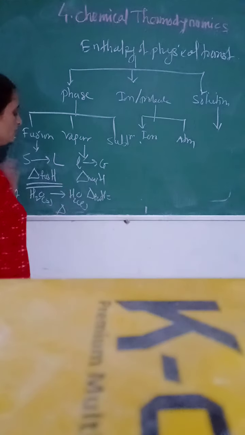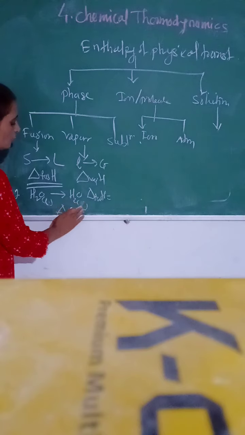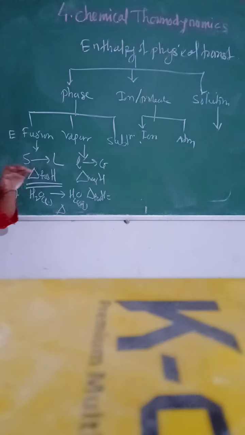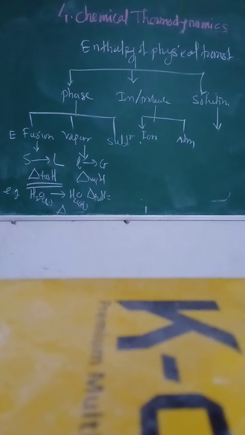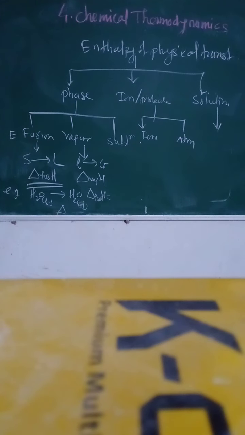It is denoted as delta H vap. In that reaction, water liquid is converted into the gas phase, that is, water liquid into water vapor. The delta H value is given at 25 degrees Celsius and at 100 degrees Celsius, because we have to know that water boils at 100 degrees Celsius. The value at 100 degrees Celsius is 40 kilojoule per mole, and at 25 degrees Celsius it is 44 kilojoule per mole.